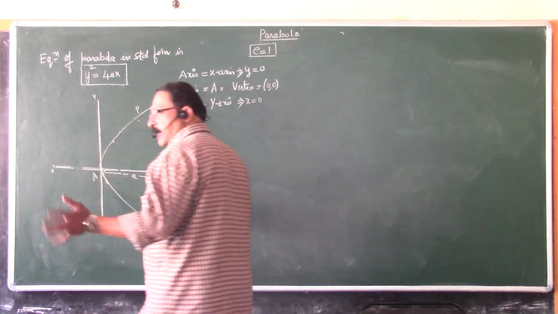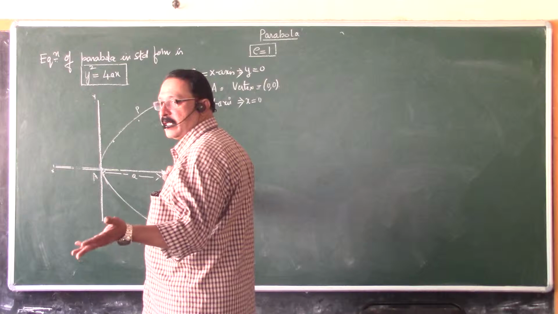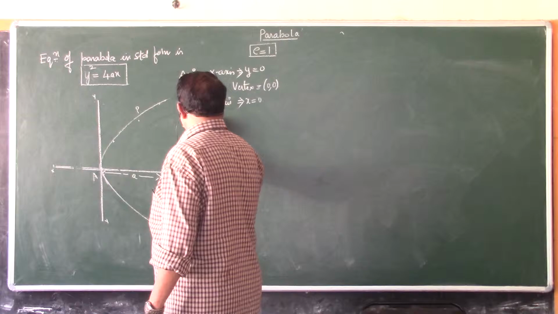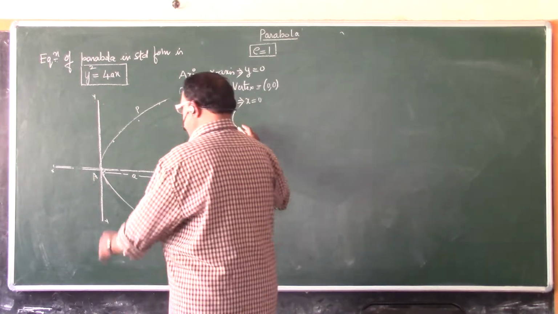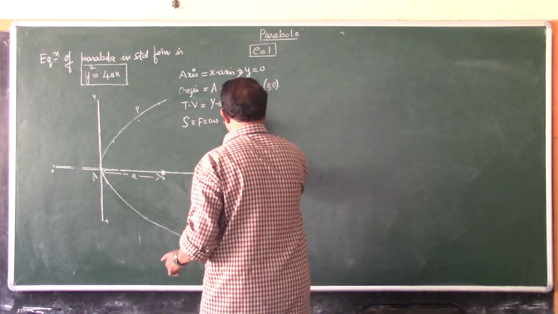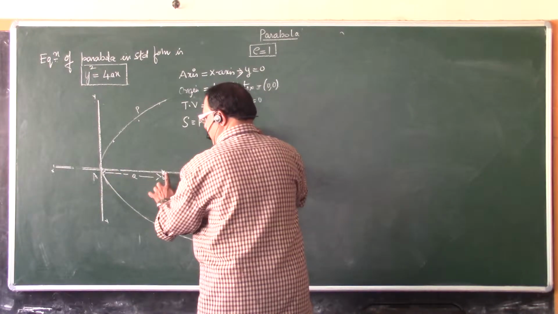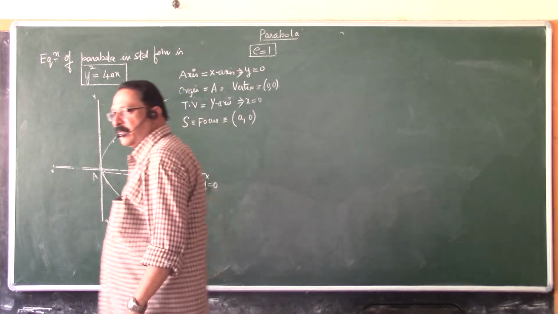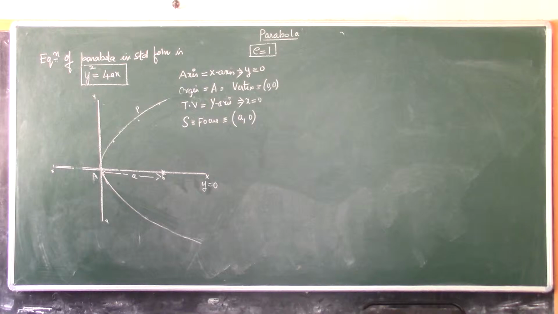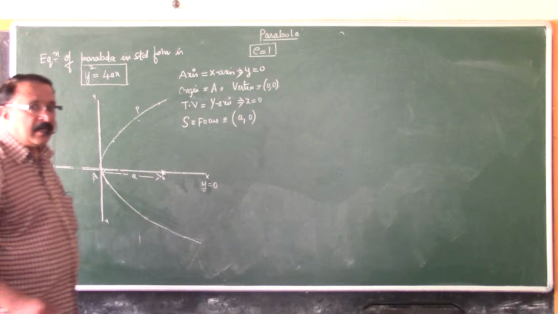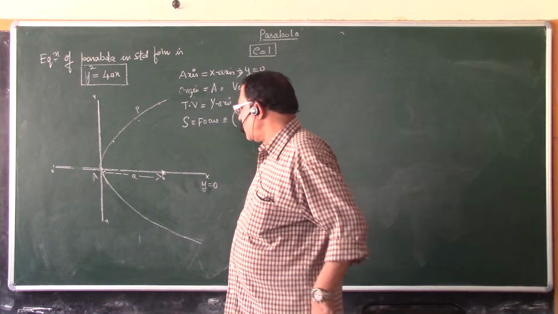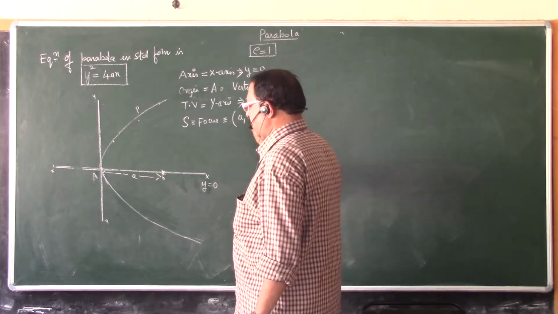Now S is a fixed point and it is situated on the x-axis. And this fixed point, as I already told you, is called the focus. So S is the focus of the parabola and it is at a distance of a units from the origin, and it is situated on the x-axis, therefore its y coordinate is 0. Therefore, what is the coordinate of the focus? a comma 0. The coordinate of the focus is a comma 0.